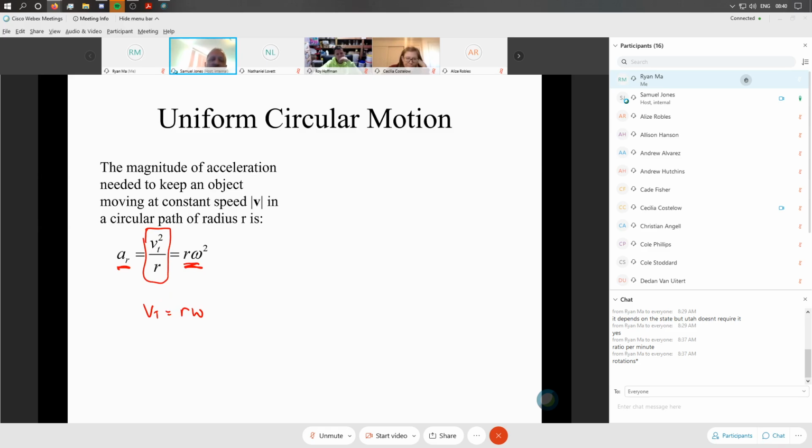If I were to substitute this definition into the equation I have circled, I would get the final representation. Depending on your question, if it's dealing with velocity, you would use this form. If your question is dealing with angular velocity, it would be easier to use this form. Just remember that there are two different ways of calculating centripetal acceleration depending on the nature of the problem or the information that you're given.